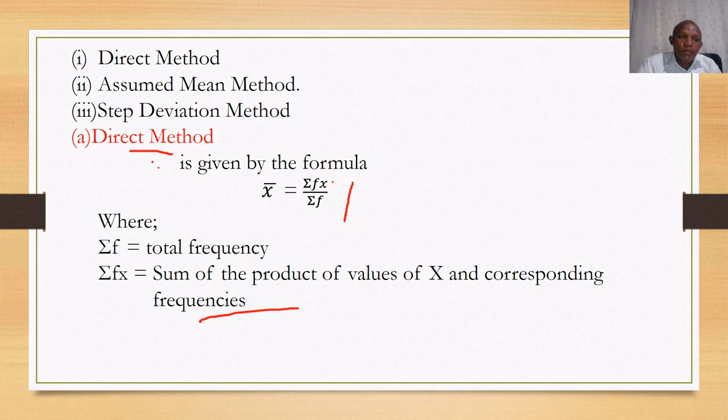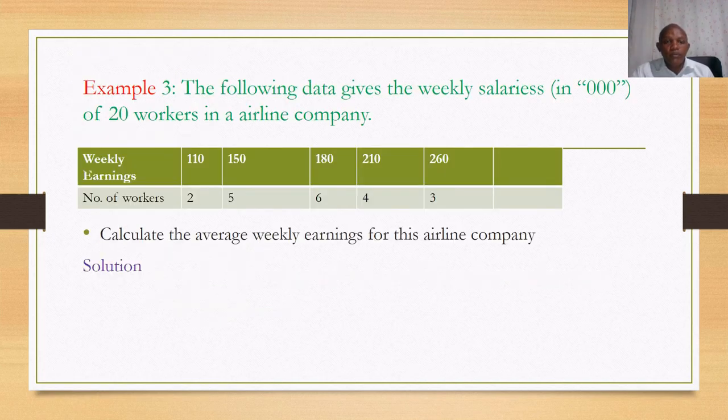Using the direct method, of course, as I had earlier explained, because it is frequency, then it becomes summation of fx over summation of f, which is giving you the arithmetic mean. Of course, we know that sum of f is the total frequency, and fx is the sum of the product of values of x and the corresponding frequency. So in other words, you multiply f and x, then you get the summation.